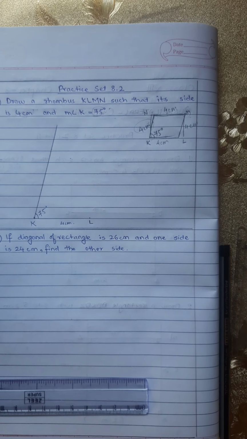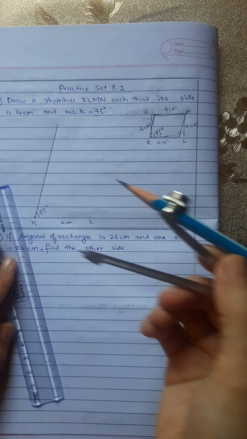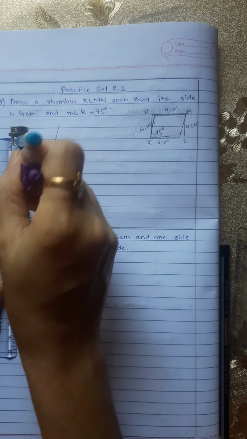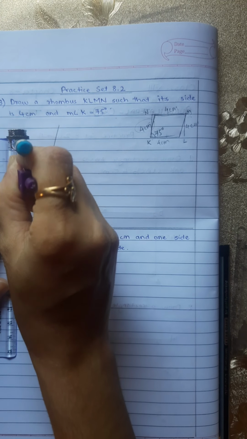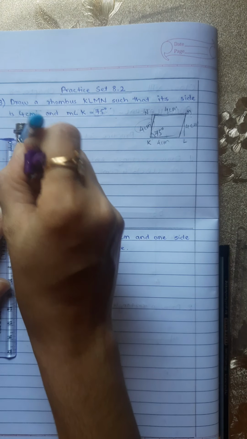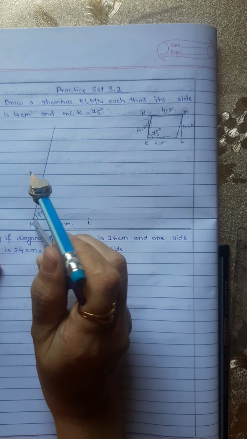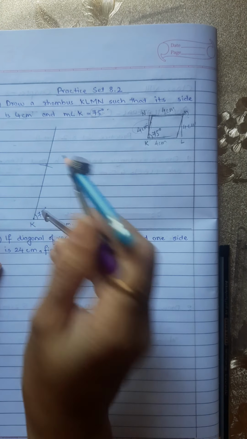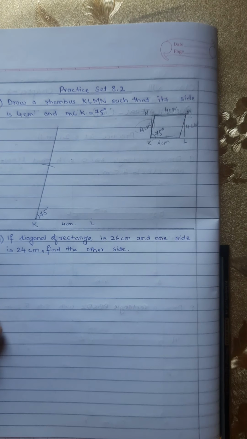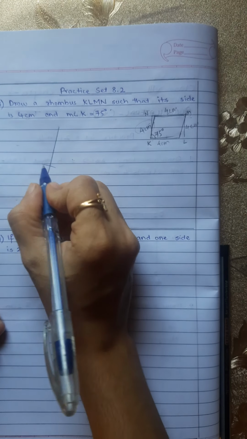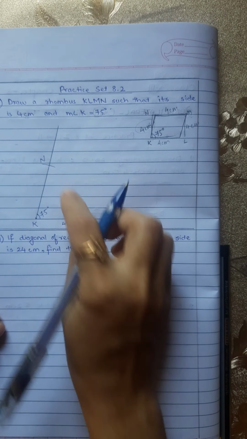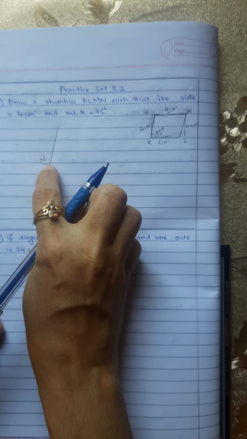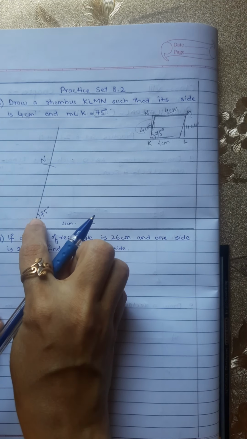So using compass, taking 4 centimeters in it, using scale, take 4 centimeters. Keeping on vertex K, on this line, make an arc. This is nothing but our N. We need a line here parallel to KL. This line means line NM will be parallel to KL.